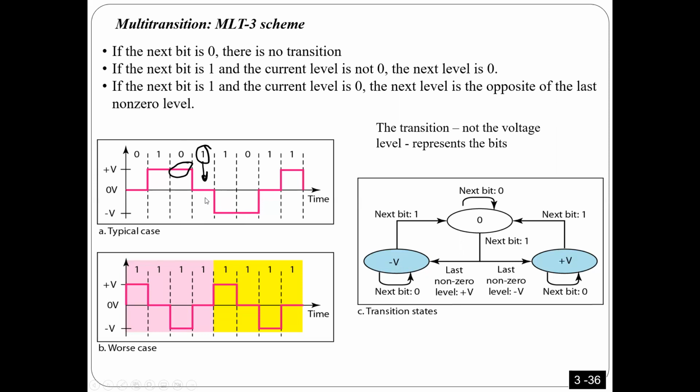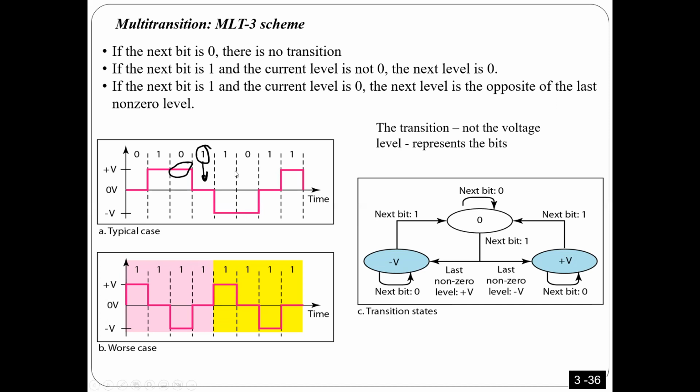Now, if this one is zero, and you make a transition from zero, you are going to go to positive or negative. Which one? The opposite of the last one. So look here. I'm going to make a transition from zero. But for the last one, I have to go back until I find the last non-zero. The last one was positive, so I'm going to go to negative.